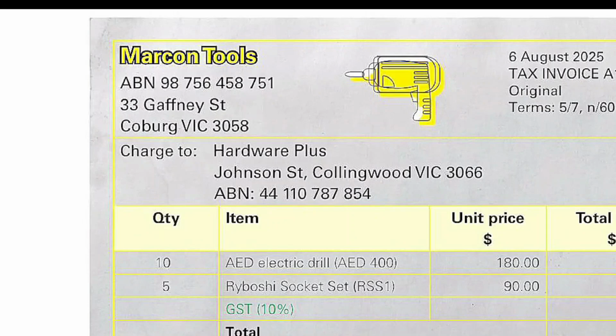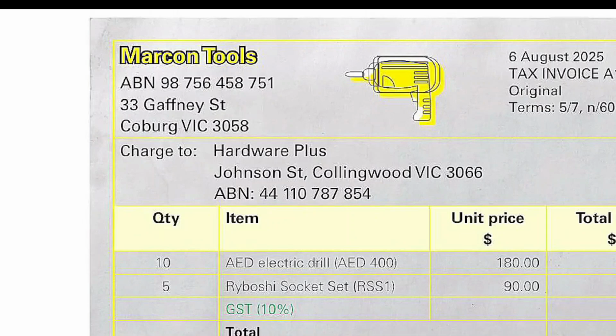Who has issued this source document? Marcon Tools, right? Always the seller is the one who has issued. So whose sales invoice is this? Marcon or the Hardware Plus? Who has sold it? Marcon has sold these items to these people. Then for Marcon Tools, it's a sales invoice. For Hardware Plus, it's a purchase invoice.